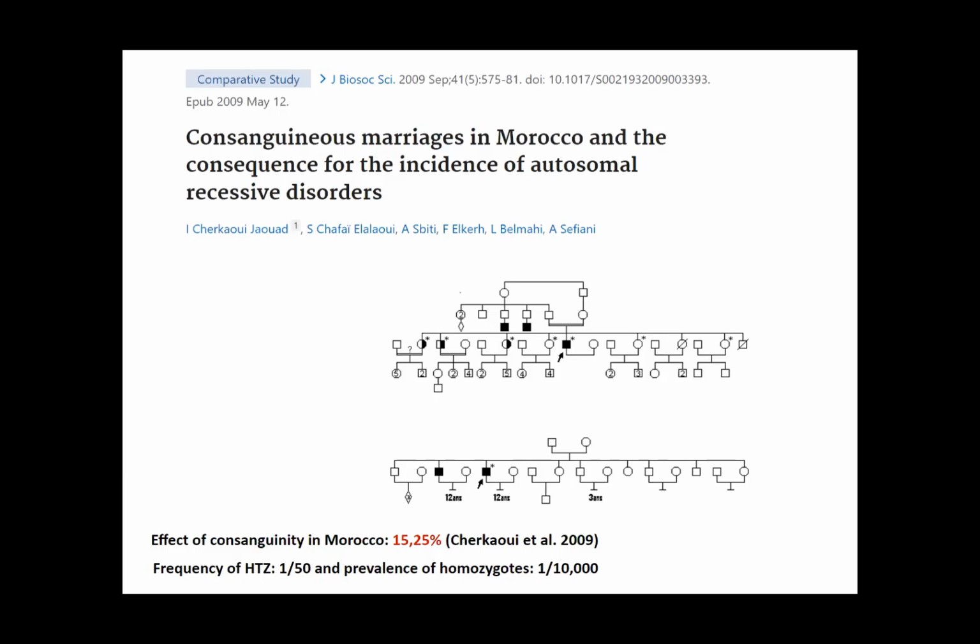The rate of consanguinity in Morocco is about 13%, and it increases the incidence of autosomal recessive disorders. The frequency of heterozygotes here is 1 in 50, and the prevalence of homozygotes is 1 in 3,000.